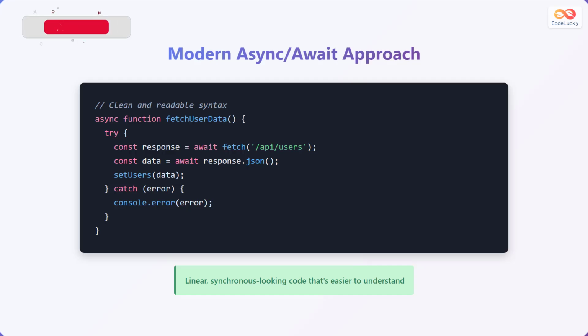Now let's see the equivalent using async and await. We declare an async function, fetchUserData. Inside, we use a try-catch block for error handling. Within the try block, we await the fetch call to the API endpoint. Then we await the response to convert it to JSON. Finally, we call setUsers with the data. The catch block handles any errors. Async and await provide a linear, synchronous-looking structure that's much easier to understand and follow.